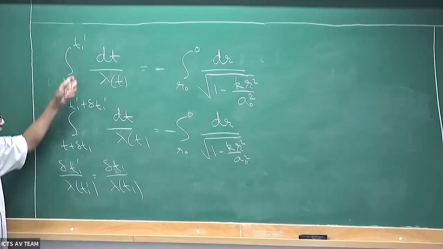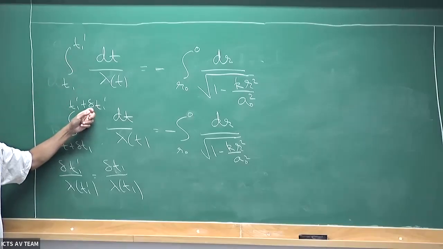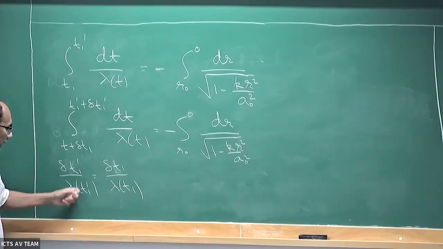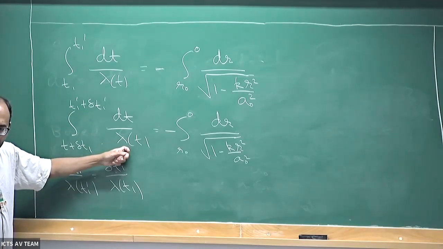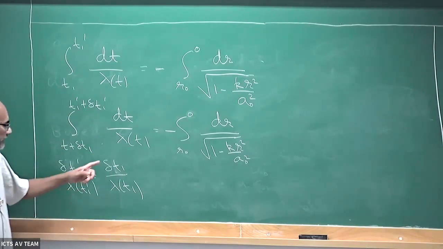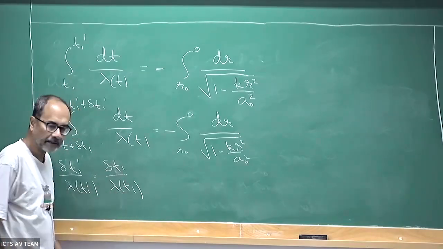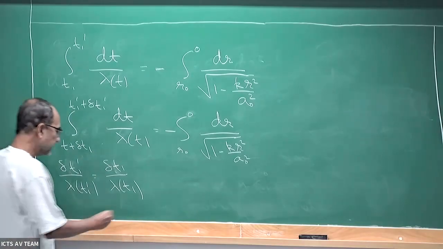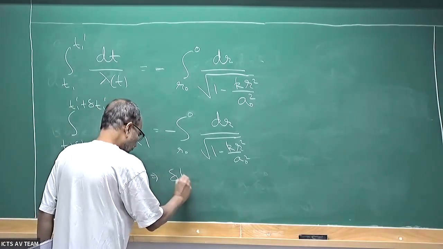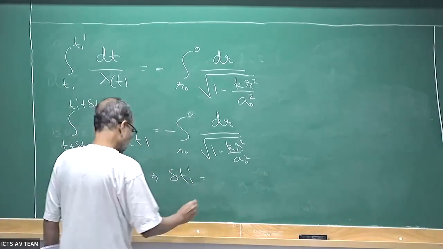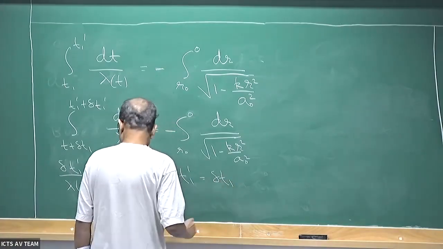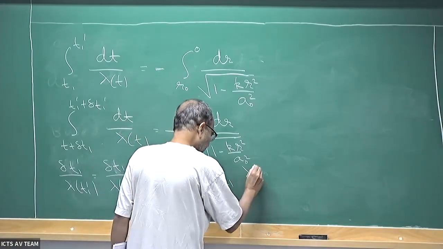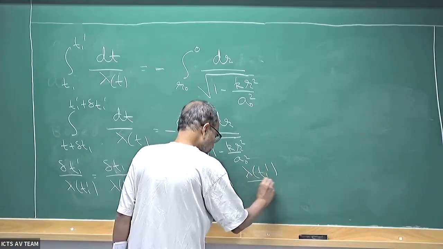You see the same integral, right? Only the limits have changed. Here instead of T1 prime, we have T1 prime plus delta T1 prime. So this gives you delta T1 prime divided by whatever the value of lambda is at that end. And similarly here, it's delta T1 over lambda. So this tells us that delta T1 prime is delta T1 times lambda T1 prime over lambda T1.